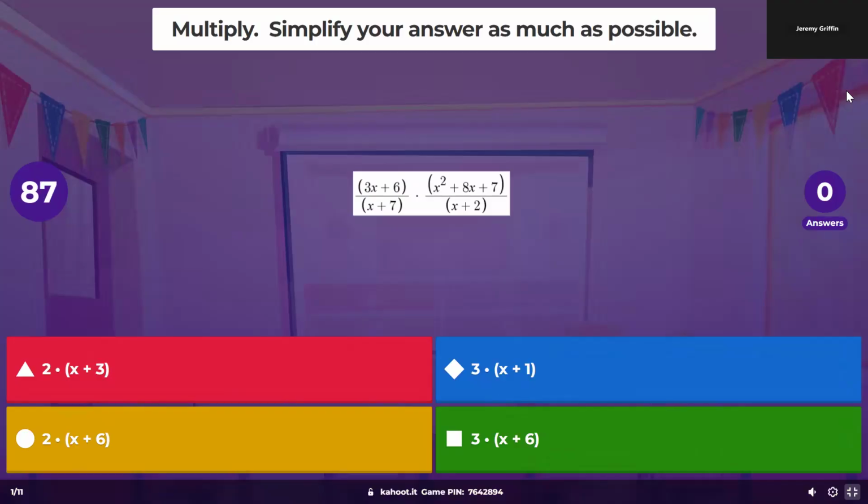It says 3x plus 6 divided by x plus 7, multiplied by x squared plus 8x plus 7, all divided by x plus 2. I'll just read it out to you, and you can sit closer to me too.